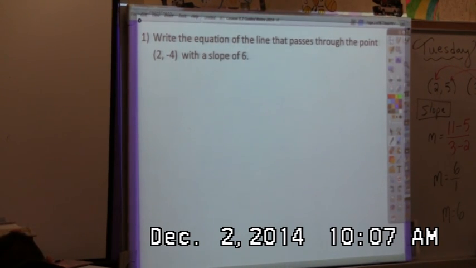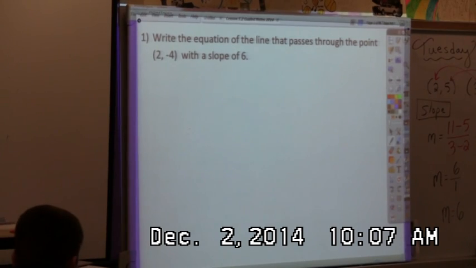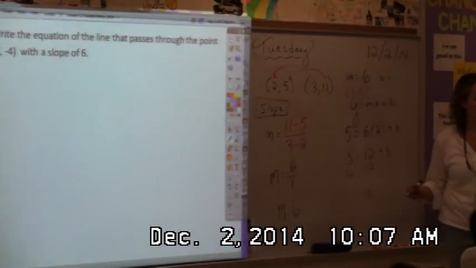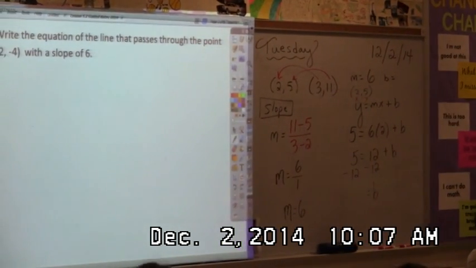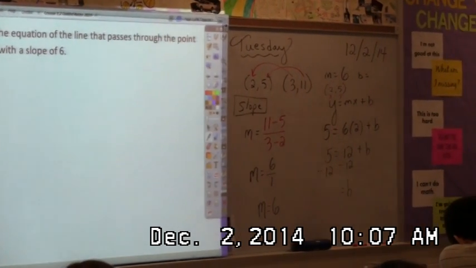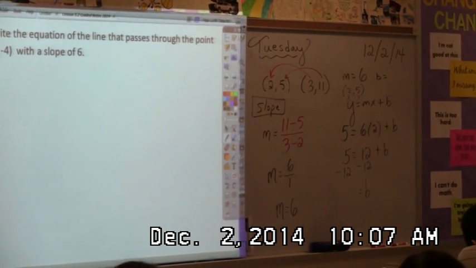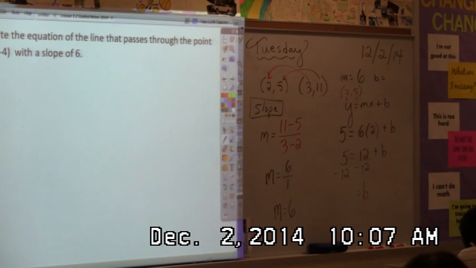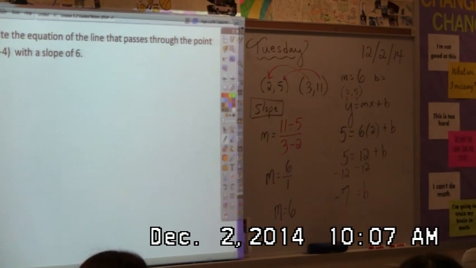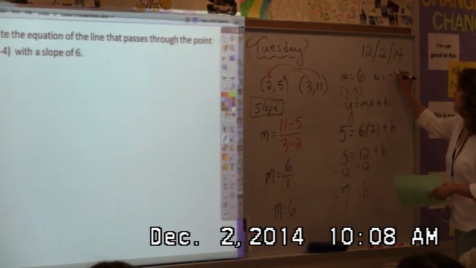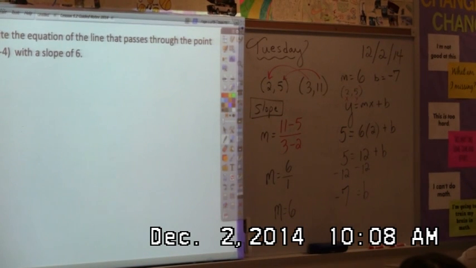Subtract 12 from both sides. What does b equal? Kevin? -7. Perfect. Okay, now we're almost there. We have our b, and we have our m, but we don't have our final answer. Kevin, how do you write that final answer?